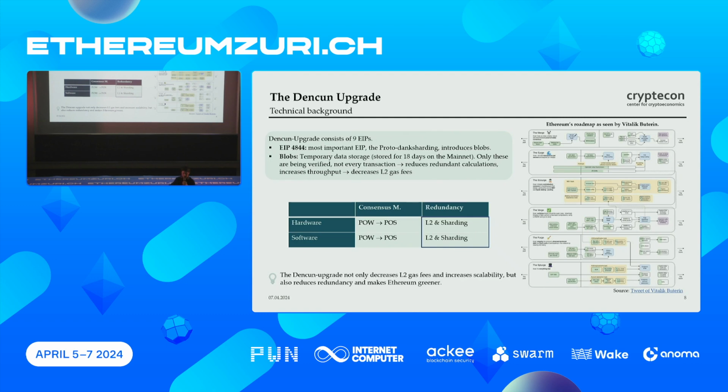So this basically reduces L2 fees, and overall, what we see is that before the merge, the concern was highly about the consensus mechanism, whereas proto-sharding, danksharding, and L2s as a whole, basically the evolvement of conducting transactions not only on the layer 1 but also on the layer 2, tackle the redundancy problem.